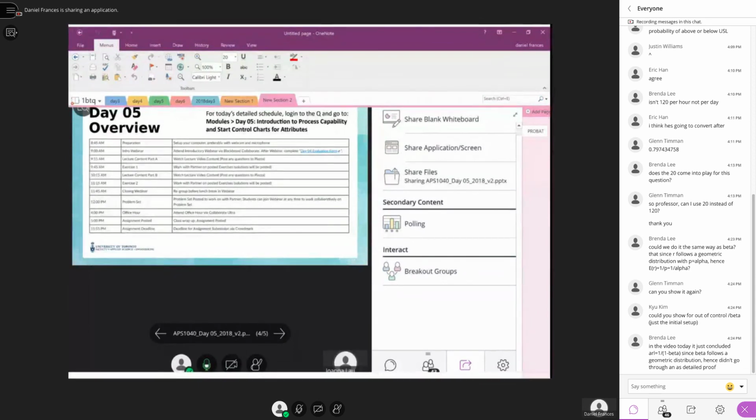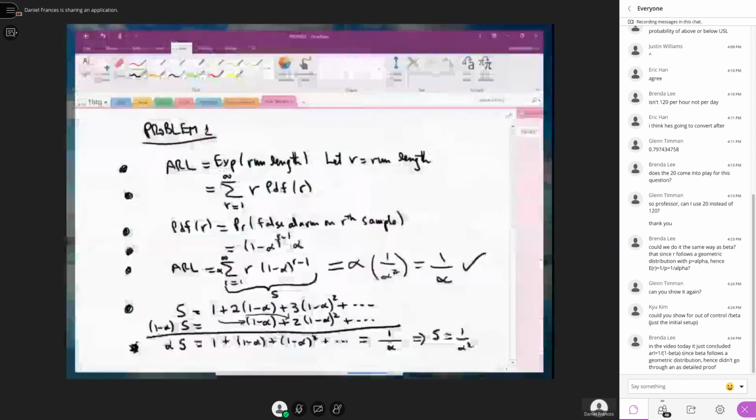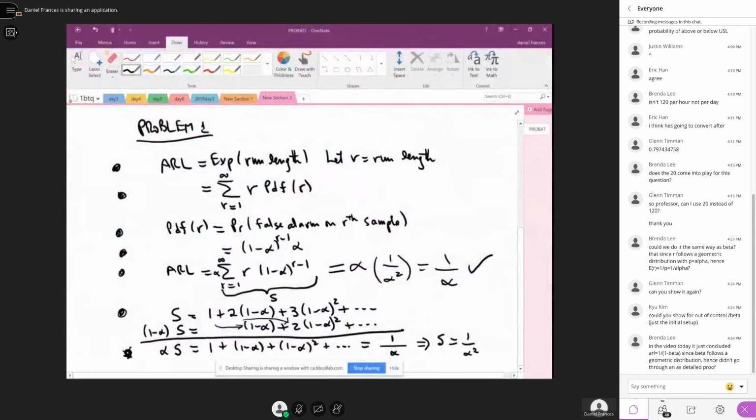Could you show, okay, can I show it again? Yes, I just did, Glenn. Could you show for out of control beta, just the initial? It's exactly the same. If you do it for the beta, it's going to be the same here, the same there. Instead of this, it'll be a true alarm on the R sample. So this one will be a true alarm. If it's out of control, instead of false, it will be true.